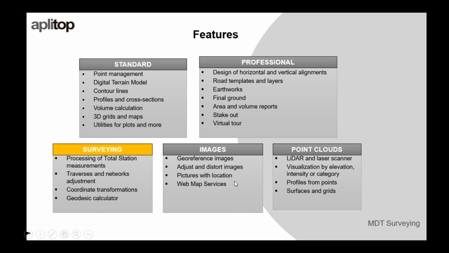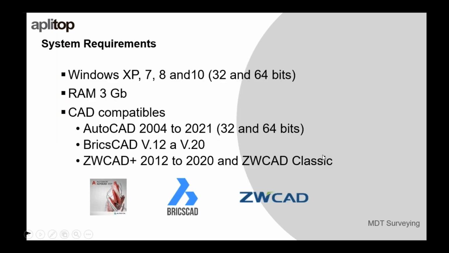The image module is to work with orthophoto or pictures downloaded from web map services with location, in order to apply them into your DTM and get real 3D reports. Point cloud is to work with laser scanner or LIDAR and to manage your point cloud in a CAD, which is a great issue.